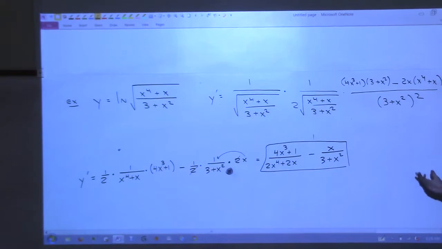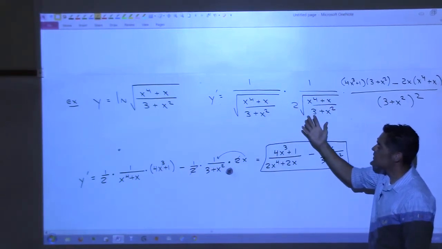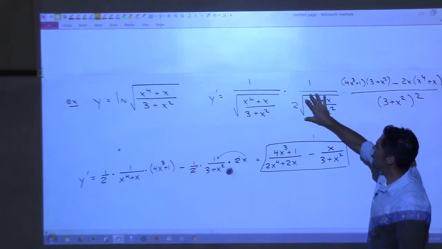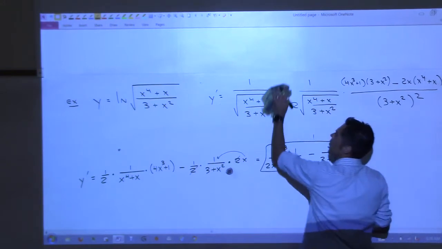Now, I mean, things do happen. Like this root and this root go together and the root goes away, right? So imagine this and this coming together and the root going away. Can you imagine that happening? So it'd look like this.